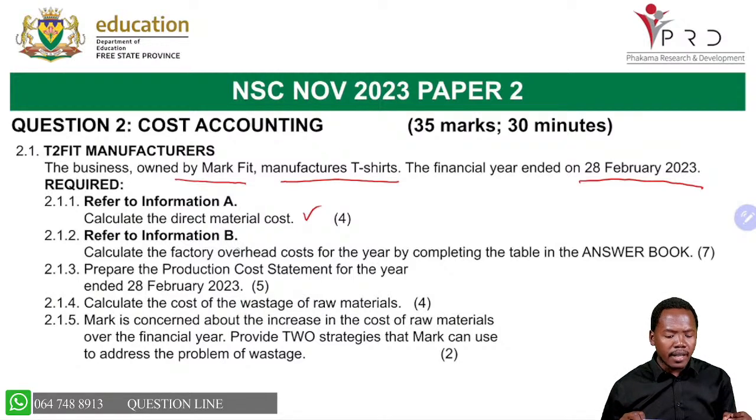2.1.4, we are going to calculate the cost of wastage of raw material. That is for 4 marks. And then 2.1.5, we are going to answer the question on problem solving regarding the problem the owner is concerned with. Right, so these are the questions we are going to be handling in our question 2 cost accounting.